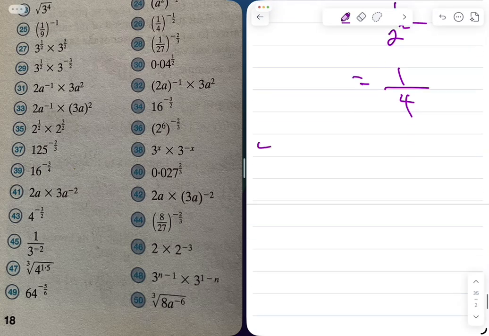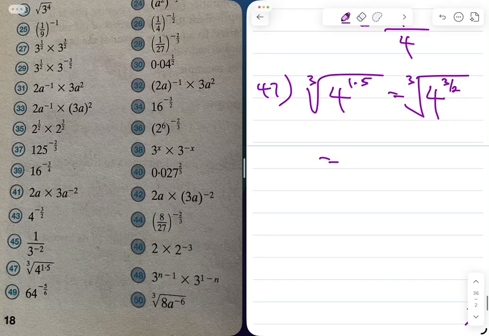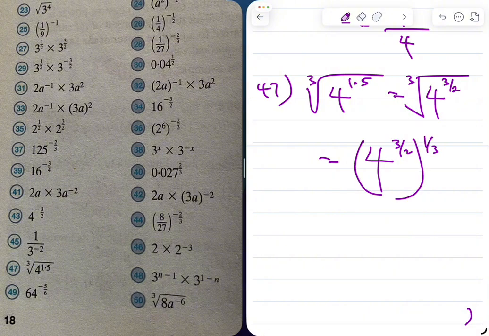So the next, which is 47, number 47, that is the cube root of 4 raised to the power 1.5. This is the same as writing the cube root of 4 raised to the power 1.5. 1.5 is 1 and a half, which is the same as 3 over 2. So that's the cube root of 4 raised to the power 3 over 2. And that simply means 4 raised to the power 3 over 2 raised to the power 1 over 3. Cube root simply means raised to the power 1 over 3.